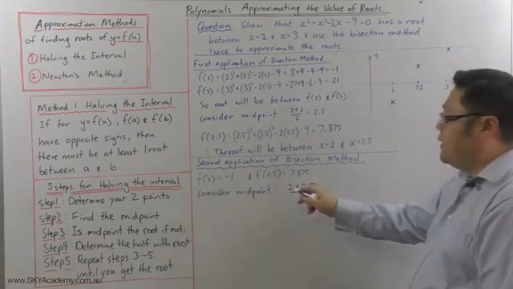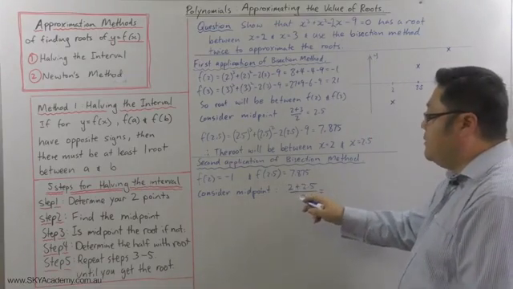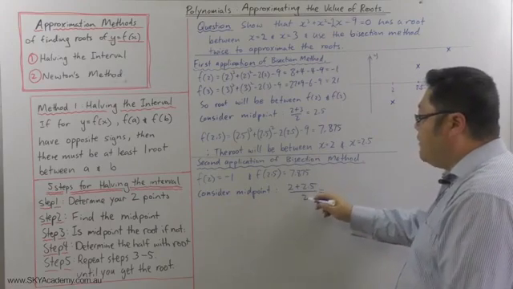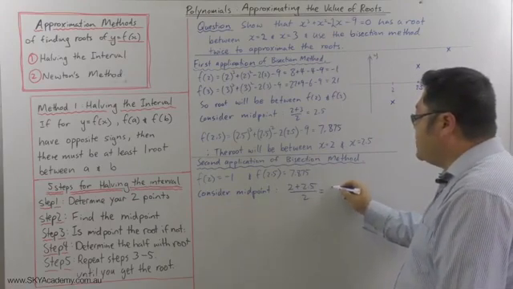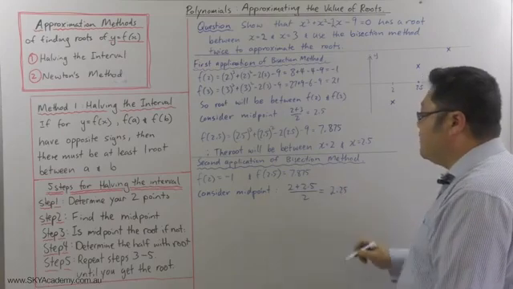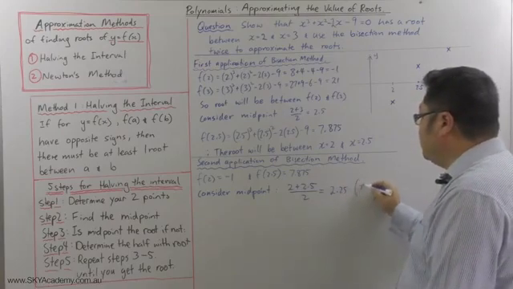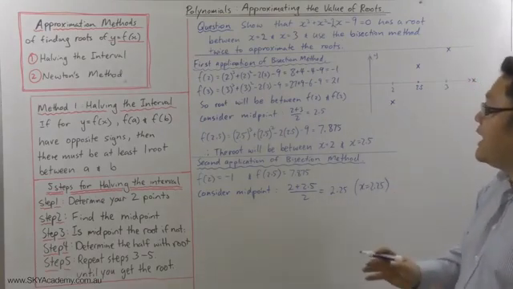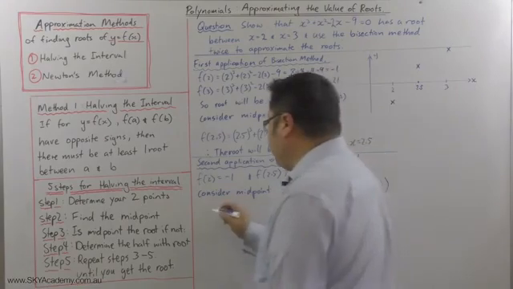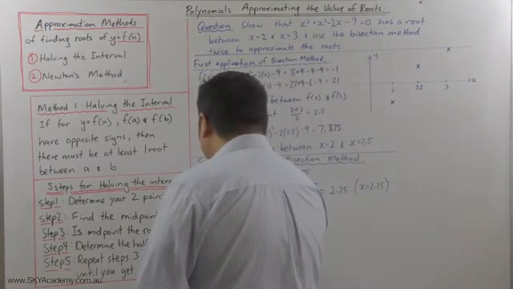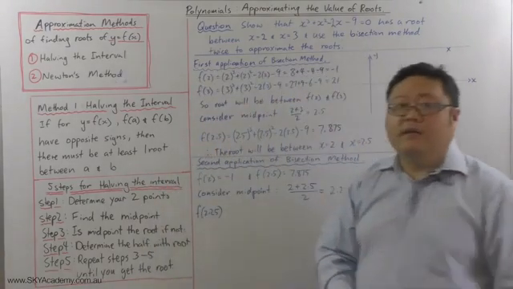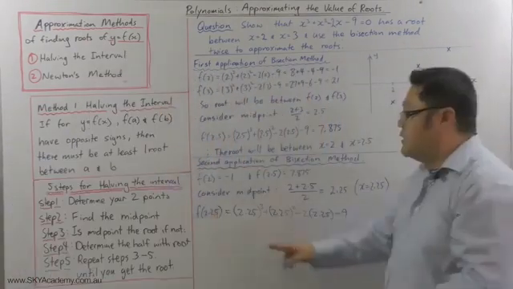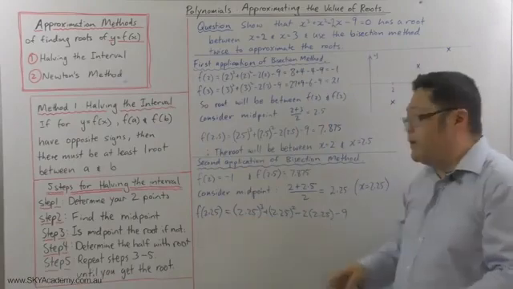So consider the midpoint x. The midpoint: 2 plus 2.5 is 4.5, and half of that is 2.25, right? x equals 2.25. Yep. So let's work that out. f of 2.25 is going to be, all right, let me stand around this side so I can work it out. So let's work this out, shall we?